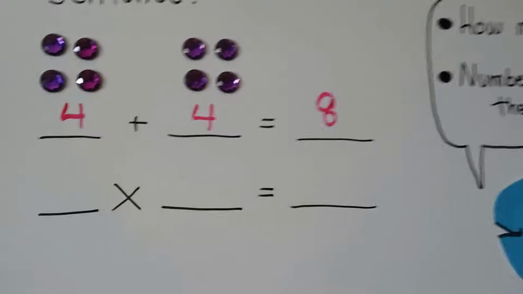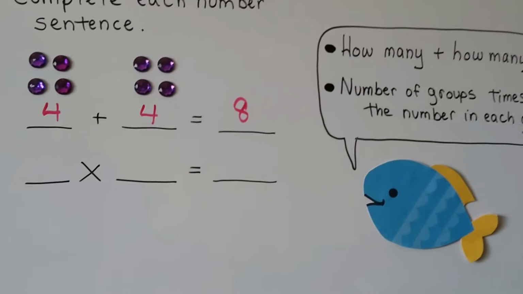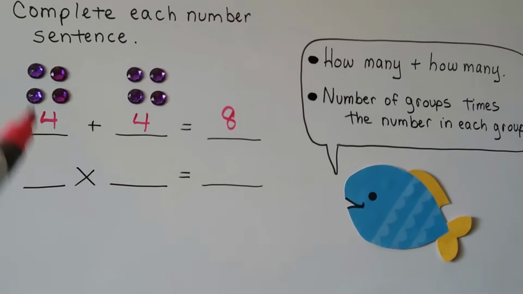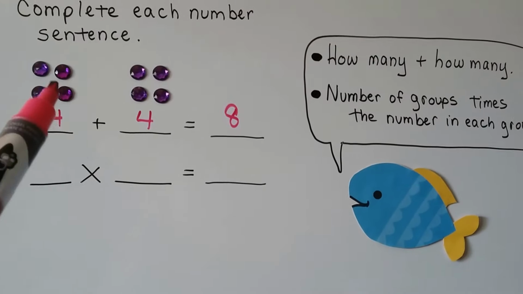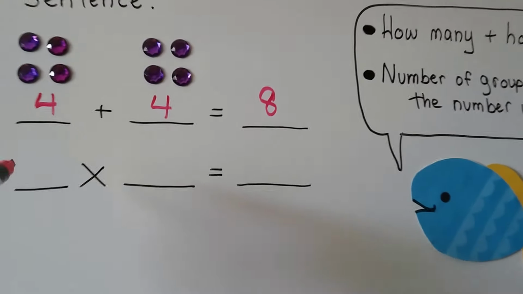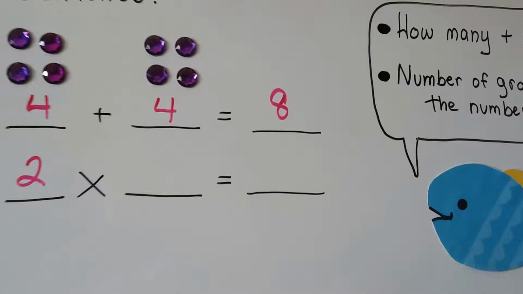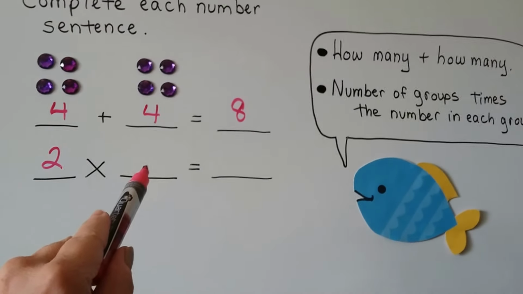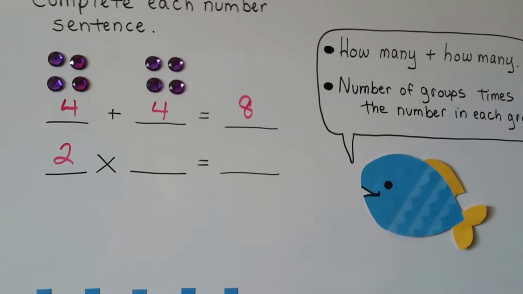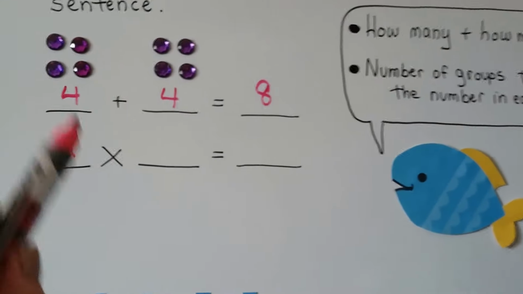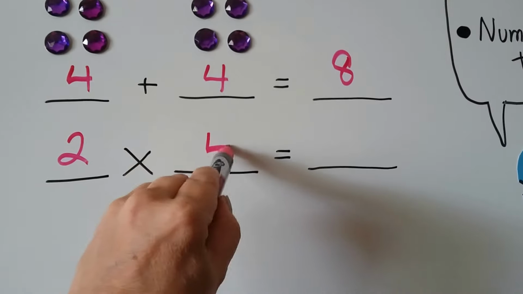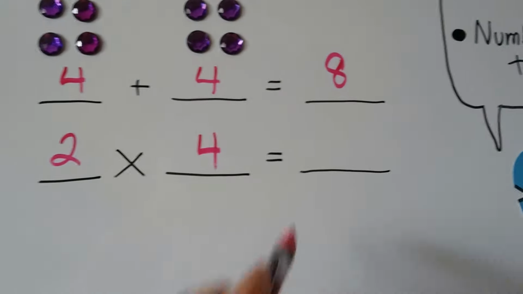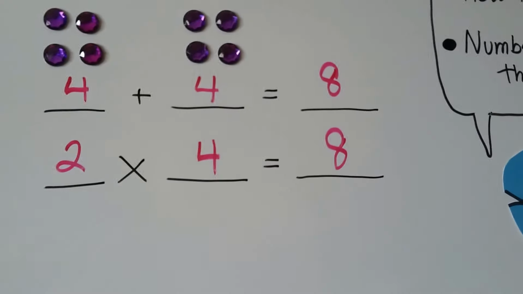Now we can write the multiplication. It's the number of groups. How many groups do we have here? We have 1, 2 groups, right? And then this line is the number in each group. There's 4 in each group. 2 times 4 is equal to 8.